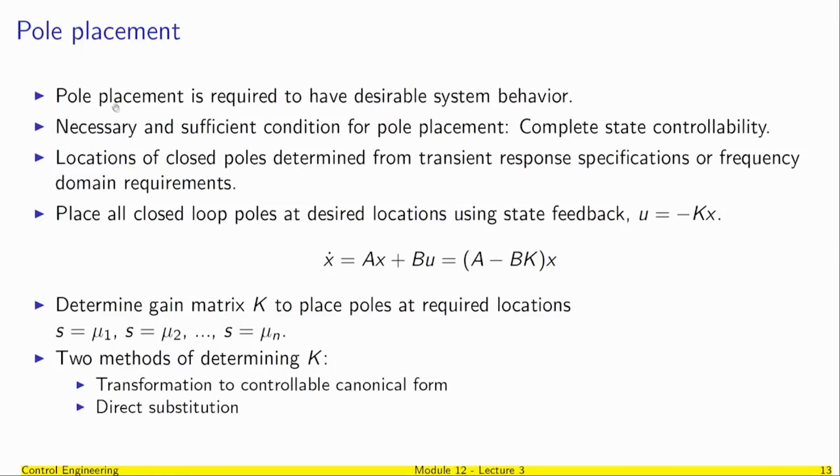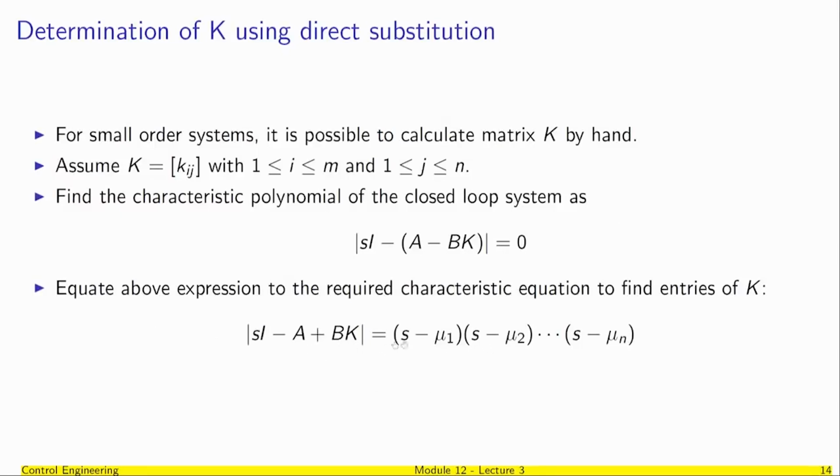So, pole placement. This procedure, where we designed a state feedback controller u equal to minus kx to achieve certain performance specifications, is called the pole placement technique. This is required to have the system's desired behavior. A necessary and sufficient condition is that the system should be completely controllable. So, what do I do? Well, I know mu 1 till mu n, and I just equate these two. I compare the coefficients and I arrive at the desired control law.